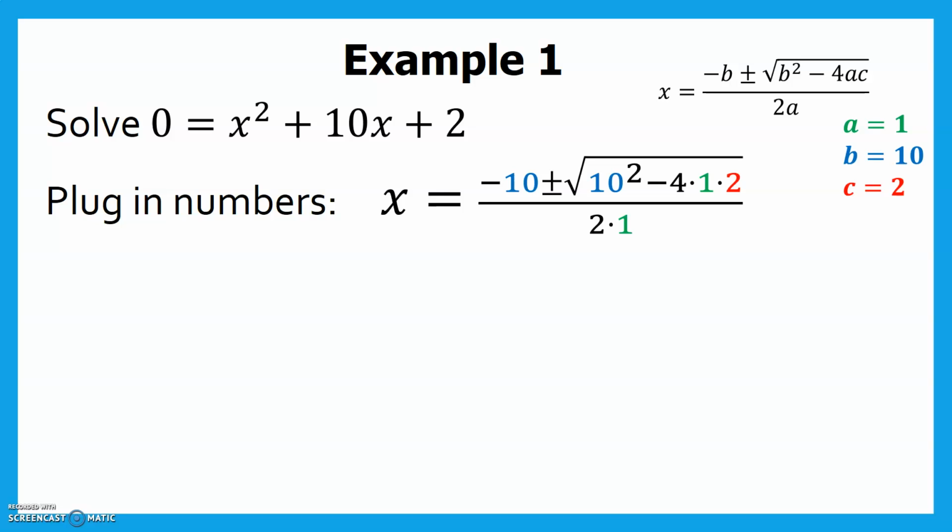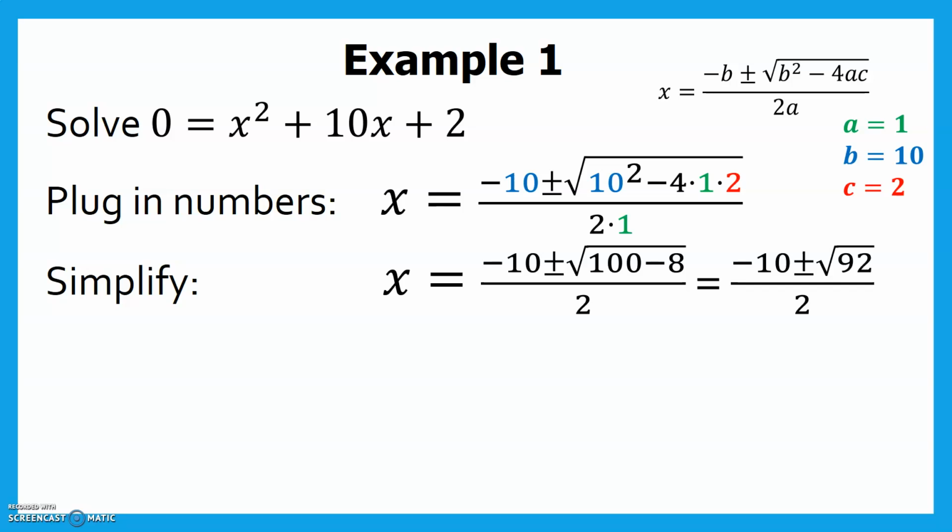And now I just simplify one step at a time. So I simplify what's underneath that square root. I leave everything else alone. I have negative 10 plus or minus. Well, 10 squared is 100. And then 4 times 1 times 2. Well, 4 times 1 is 4, times 2 is 8. So I have 100 minus 8. And then on the bottom I have 2 times 1, which is just 2. And then I just simplify that a little bit by doing 100 minus 8, and I get 92.